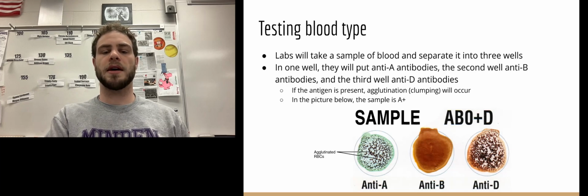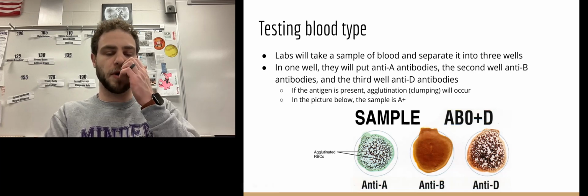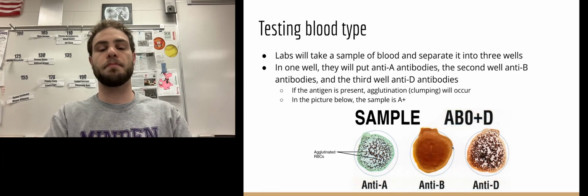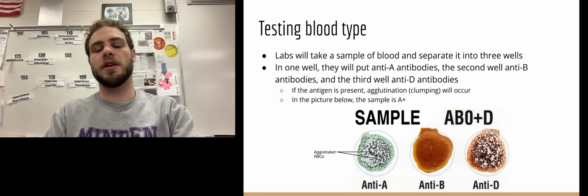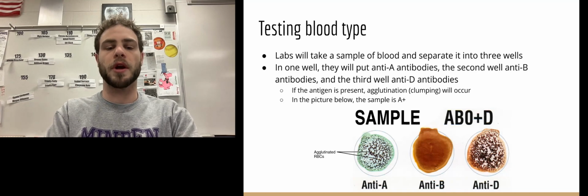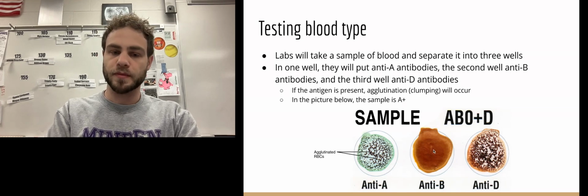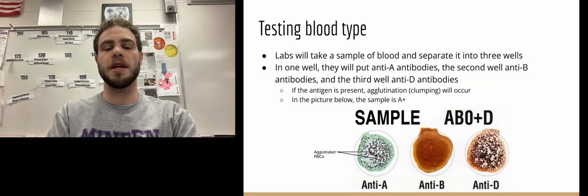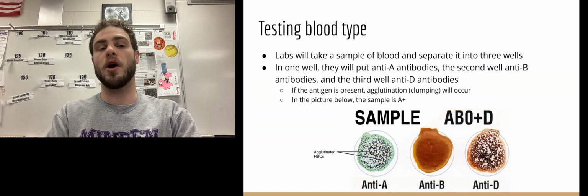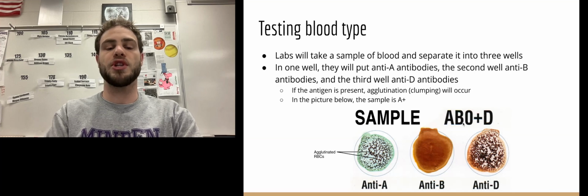When we are testing for somebody's blood type, we'll take a sample of blood and we'll separate it into 3 wells. This is all blood from the same person, just put into 3 different wells here. In one well, we're going to put anti-A antibodies. So that means these are antibodies that consider type A antigens foreign. The second well, we'll put anti-B antibodies in. So these are going to be ones that consider type B to be foreign. And then anti-D antibodies, which is actually what's going to be testing for that Rh factor.